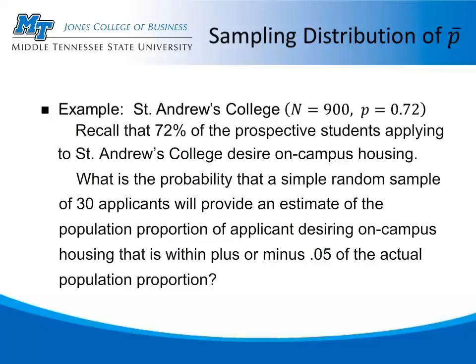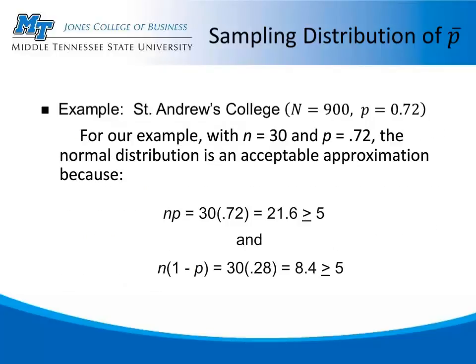But we've got a problem about a proportion. Now if we meet the little rule of thumb, is n times p at least 5 and n times 1 minus p at least 5, then we can use the normal to get the answer. So when we take 30 times 0.72, we get 21.6. That's bigger than 5. But it has to work the other way. When we take 1 minus 0.72, we get 0.28, which is quite a bit smaller. When we take 30 times that, we don't get near the number. But 8.4 is still bigger than 5, so normal is going to work okay.